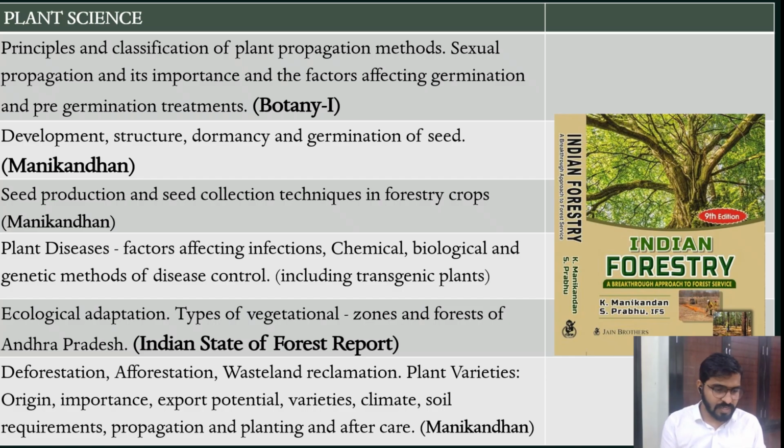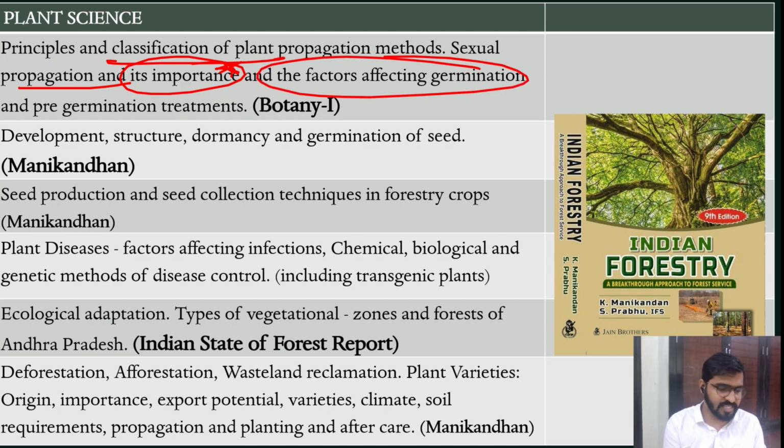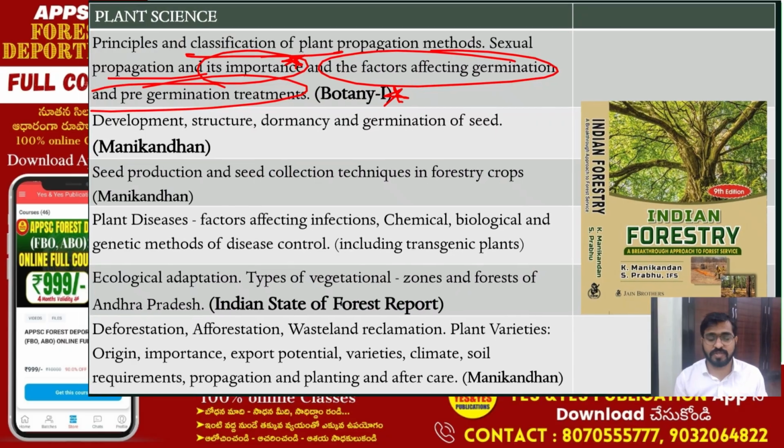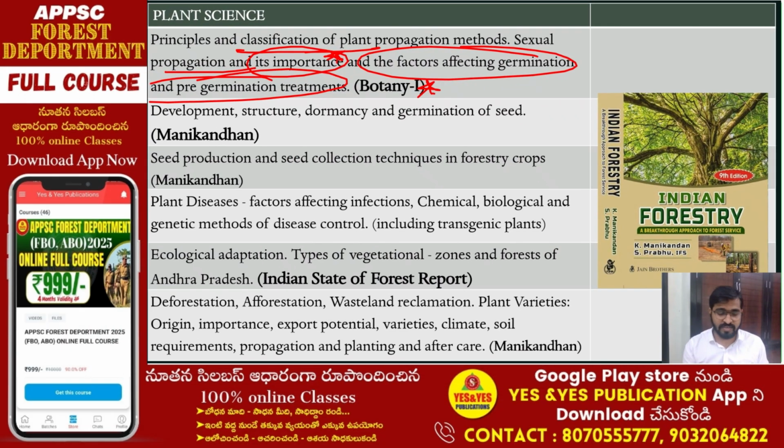Coming to further syllabus: principles and classification of plant propagation methods, sexual propagation and its importance, other factors affecting germination, and pre-germination treatments. This is also available in the botany textbook, and you can get it in the Manikandan book also.